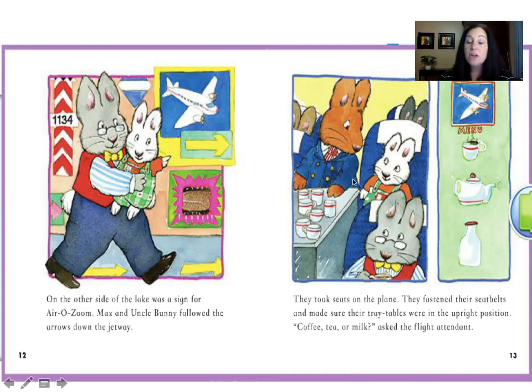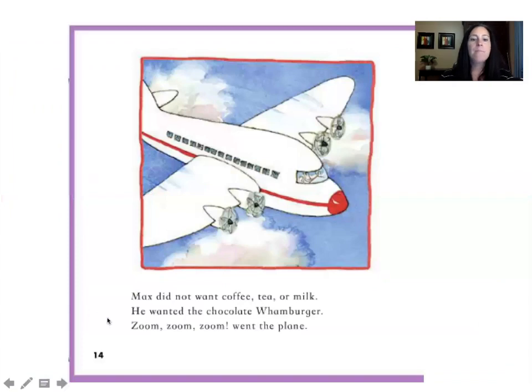Well, this person's job is called a flight attendant. And this person serves people on the plane. Max did not want coffee, tea, or milk. He wanted the chocolate Whamburger. Zoom, zoom, zoom went the plane. Do you think that the plane will take them to Zeke's Palace of Ice Cream?